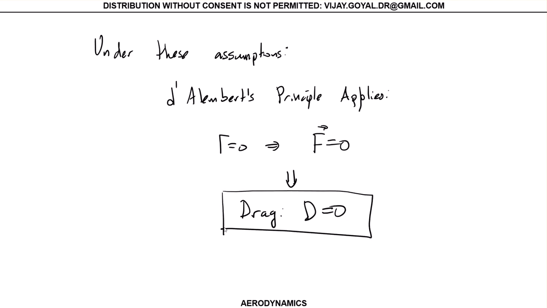And actually, if this is zero, we can also show that your lift is also zero, although the problem didn't ask for that. So this concludes part 2 of forces on a general body.